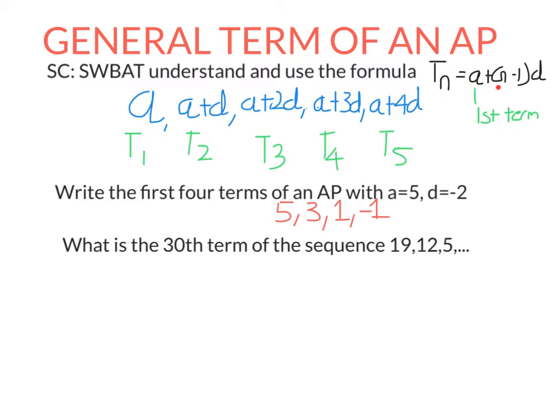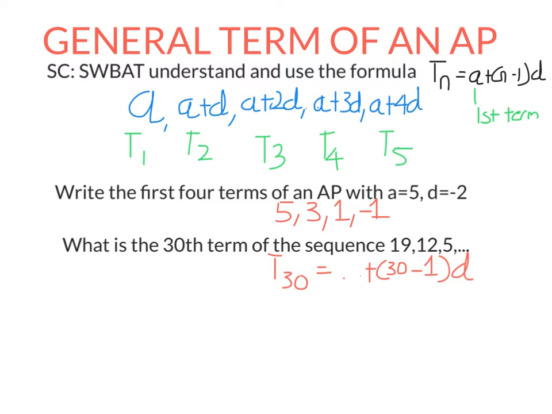Tn equals a plus n minus 1 d. If I'm finding the 30th term, I'm finding T30. So I'm just going to take my formula and I'm going to change n to 30. Now from this sequence here, a, which is the first term, is just 19. So I'm going to rub out a and change it to 19.